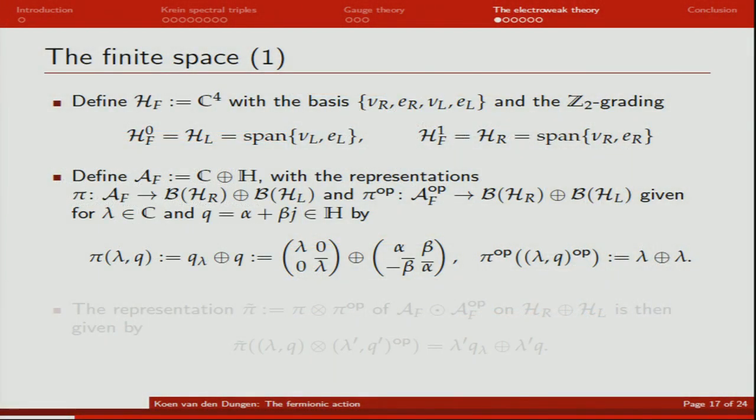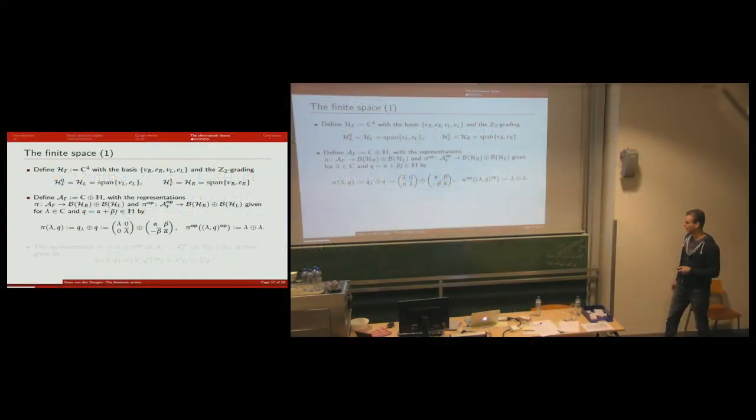The algebra is defined in the usual way by taking the complex numbers and the quaternions. And then I have to specify two representations, one for the algebra and one for its opposite algebra, which are defined like these. So for the representation of the algebra, acting on the right-handed particles, I just act by the complex numbers via lambda and lambda bar. And on the left-handed particles, the quaternion number acts. And so I view Q as given by two complex numbers, alpha and beta, and then it acts via this matrix.